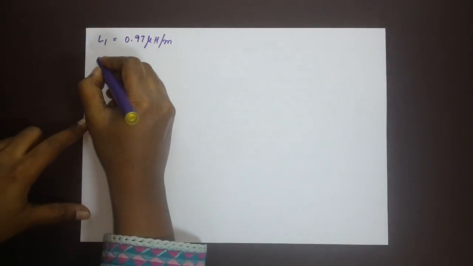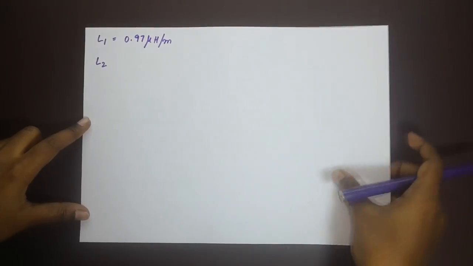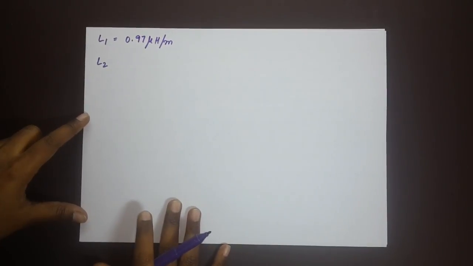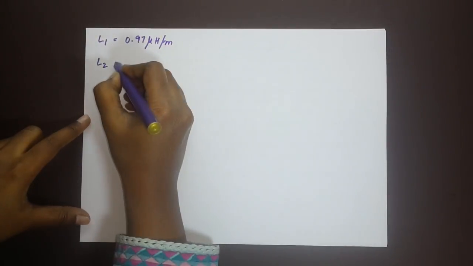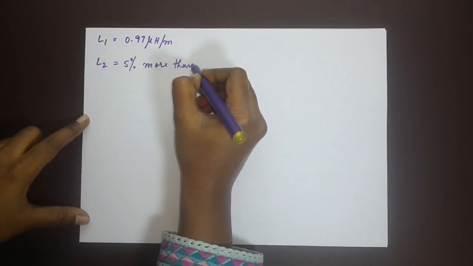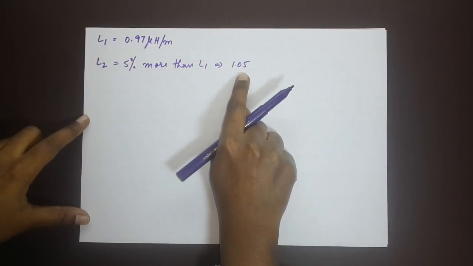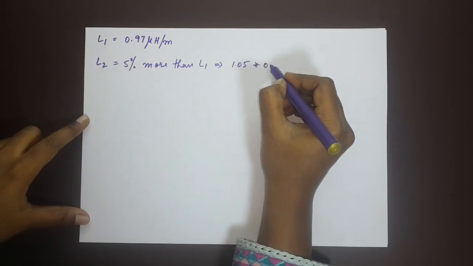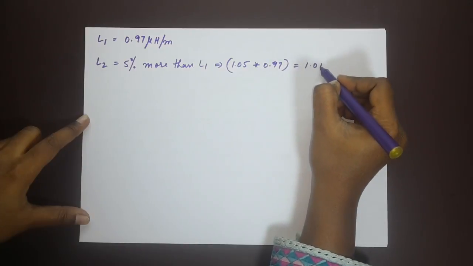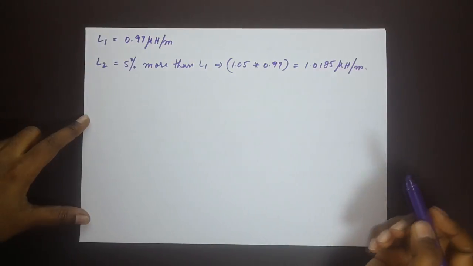Next, we need to find out what L2 is, that is the inductance of the conductor B, the second conductor here. Now the question says that it is 5% more than L1. That gives us 1.05, 5% more, into 0.97. That gives us 1.0185 microhenry per meter.